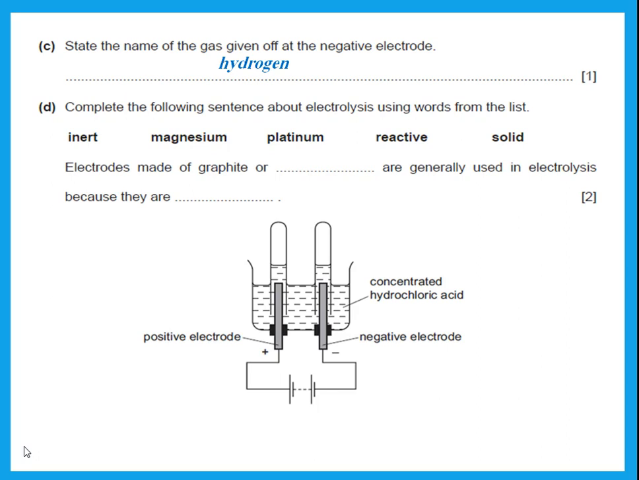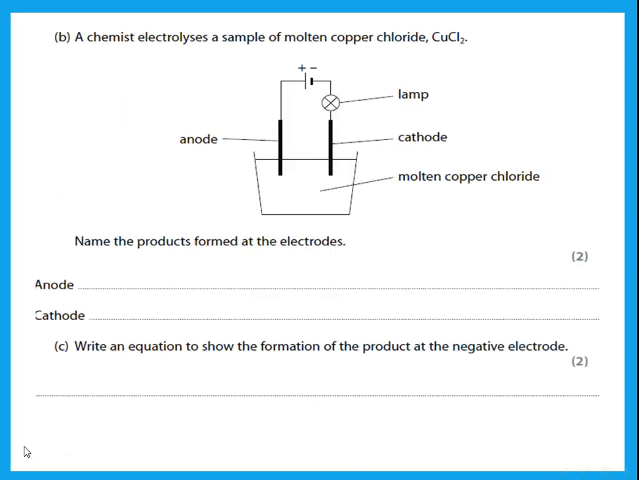Complete the following sentence about electrolysis using words from the list. Electrodes made of graphite, or what was the other alternative? I want an inert electrode. So it's either graphite or platinum that are generally used in electrolysis because they are inert. And we said, remember, inert means that they don't react with whatever I'm doing electrolysis of.